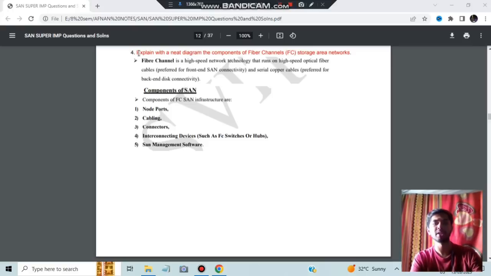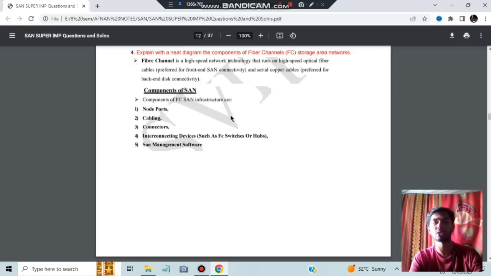Moving on, we have: explain with the neat diagram the components of Fibre Channel storage area networks. Fibre Channel is a high-speed network technology. It's basically a channel which you can use to transfer data from one part to the other, and it's a high-speed network technology. It runs on high-speed optical fiber cables, which are preferred for SAN connectivity, and serial copper cables. This is the basic introduction to the Fibre Channel chapter.